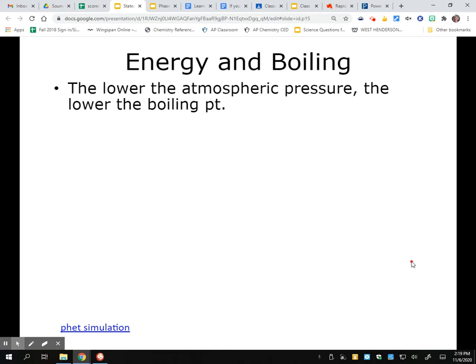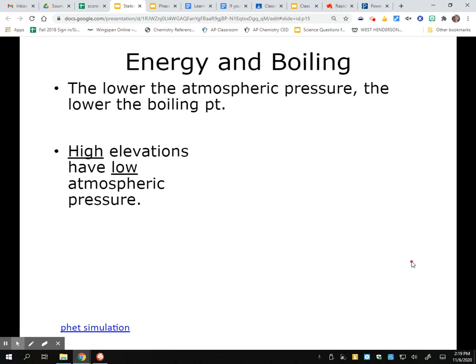Another thing that will affect this is elevation. High elevations have low atmospheric pressure. The atmosphere around us is made up of gases, and we have a whole blanket of gases covering the Earth. Those gases are in constant random motion, and they're creating this atmospheric pressure.